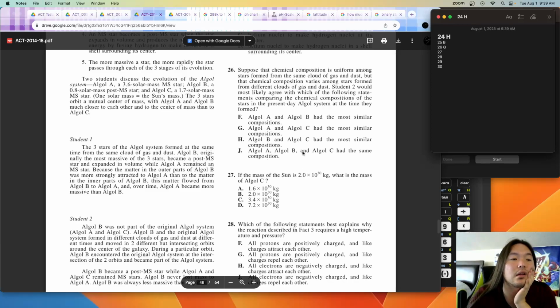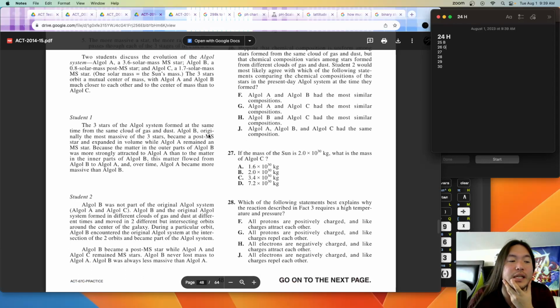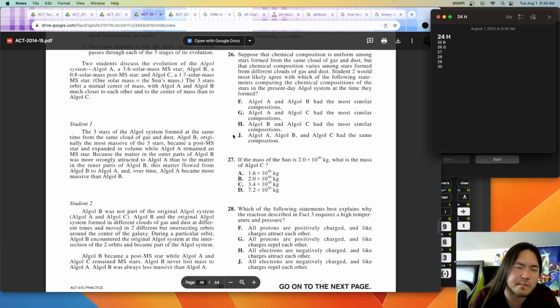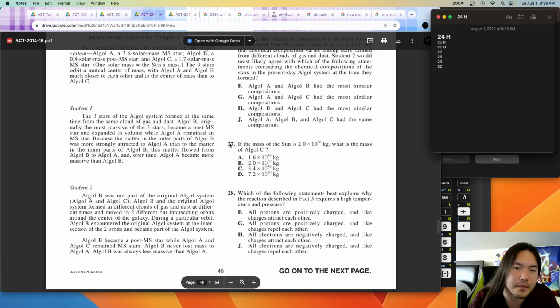So they're saying, like, pretend or imagine that the chemical composition of a star depends on where they formed. So student 2 is saying that A and C formed at the same place, but B formed somewhere else. Well, that must mean that the compositions of A and C are the most similar. B would be unique, right? Because it was made somewhere else. I think it's as simple as that.